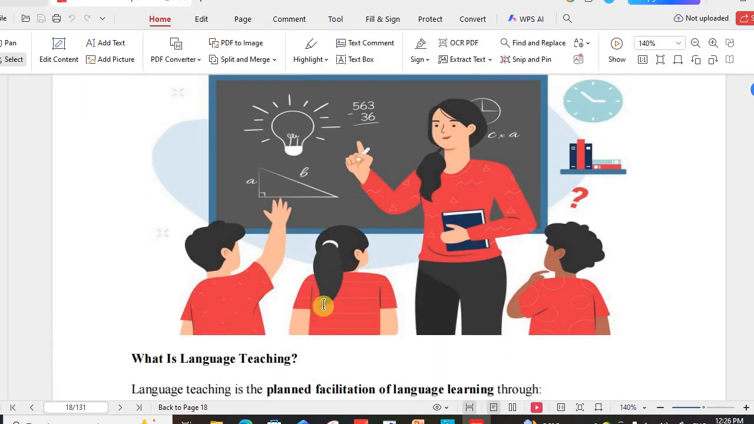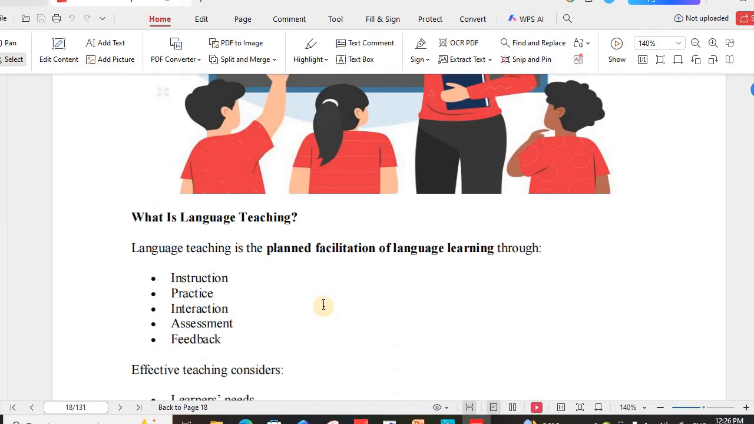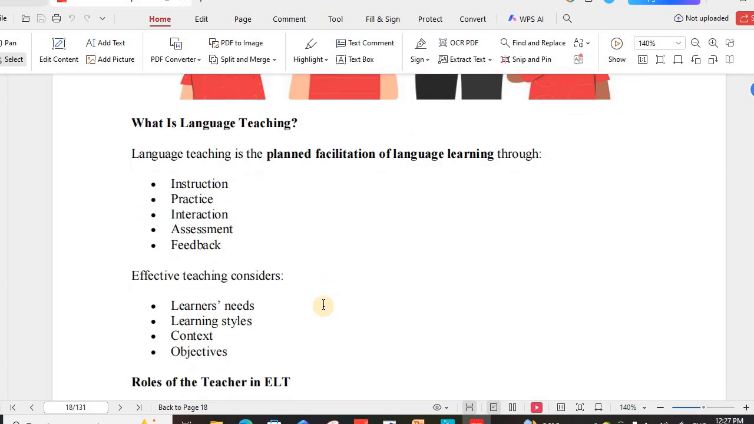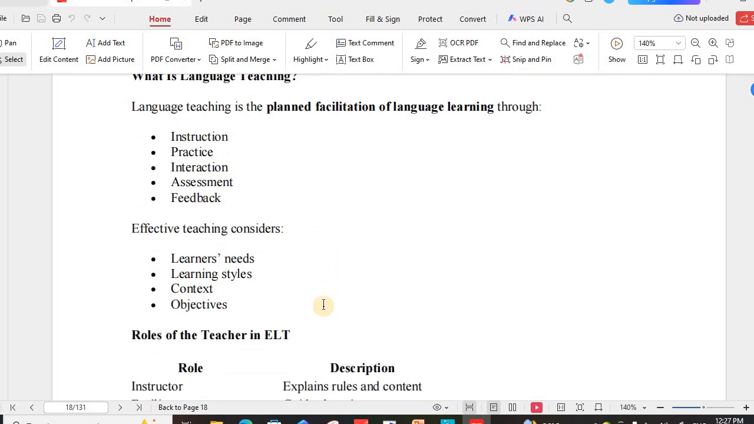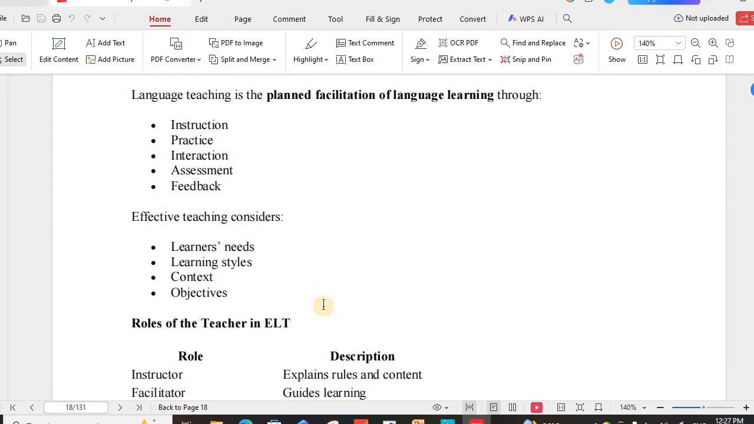What is language teaching? Language teaching is the planned facilitation of language learning through instruction, practice, interaction, assessment, and feedback. So this is why effective teaching considers learning needs. What do learners need, so that you instruct them, and then you help them to practice, and then you see how they interact, and then you assess them in the end, and then you get the feedback.